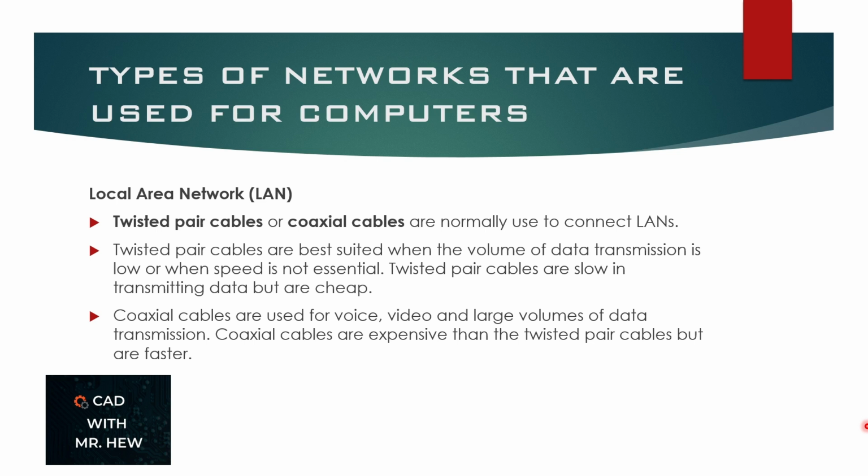We're continuing with the local area network. Twisted pair cables or coaxial cables are normally used to connect LANs. Twisted pair cables are best suited when the volume of data transmission is low or when the speed is not essential. Twisted pair cables are slow in transmitting data but are cheap in comparison to the coaxial cables.